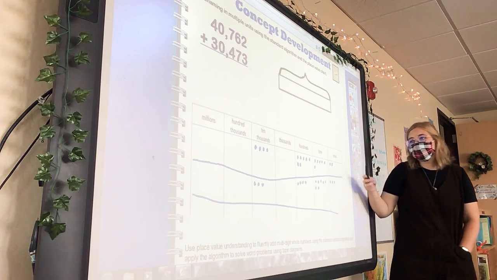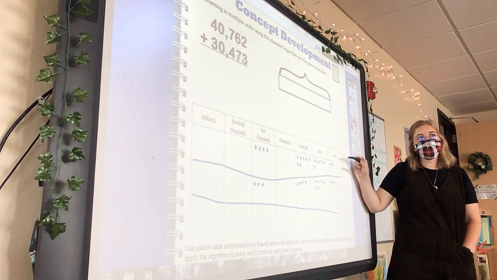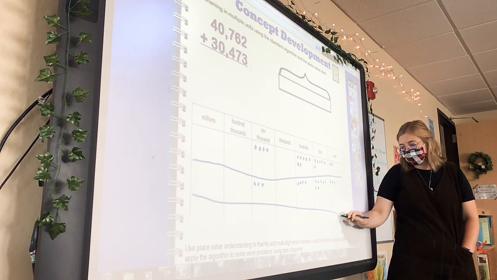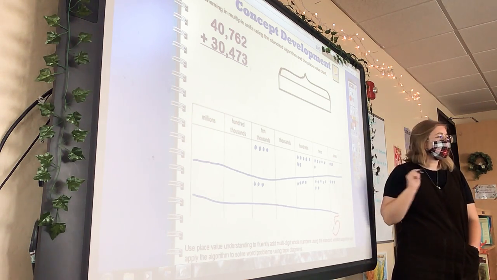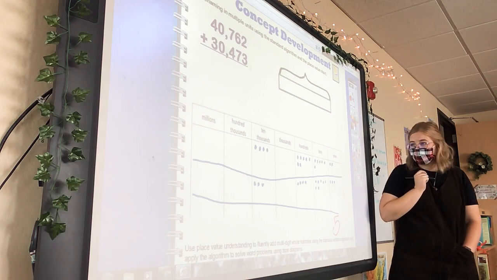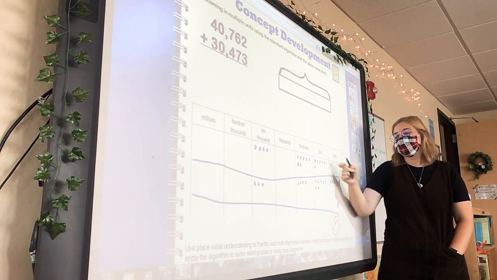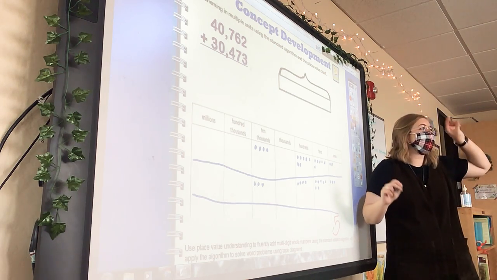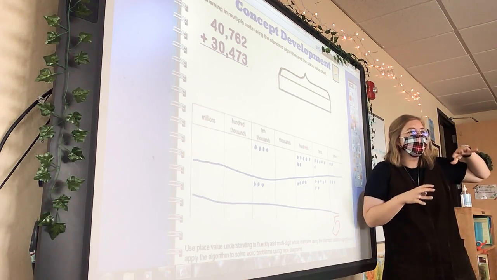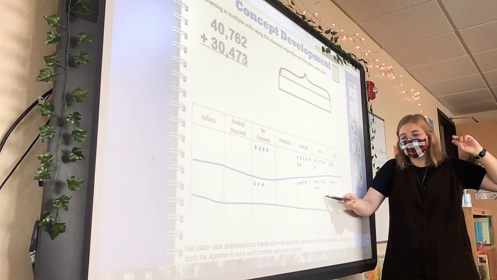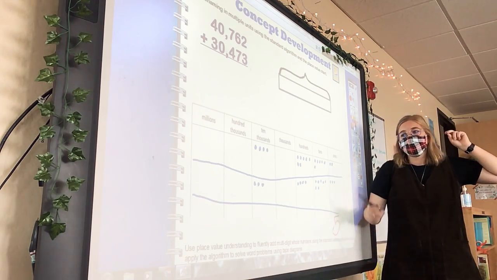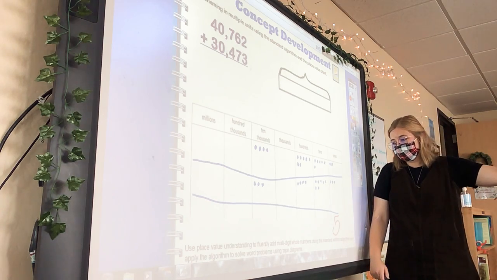Cool. So starting in the ones place, we've got 2 plus 3, which gives us what? 5. Good. Do I need to bundle anything? No. Okay. And then I've got 6 plus 7, which gives me what? Think about it. Don't say it. If you need to count the physical dots, you can. 6 plus 7. Ready? Go.